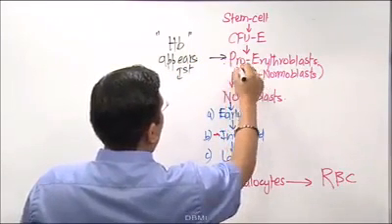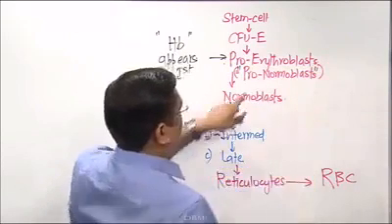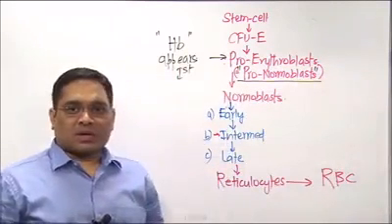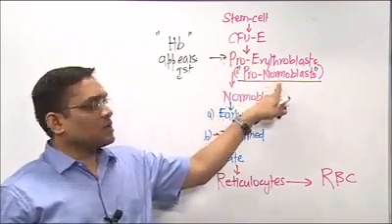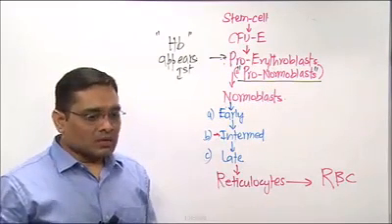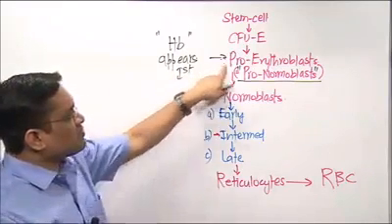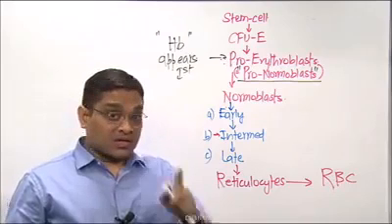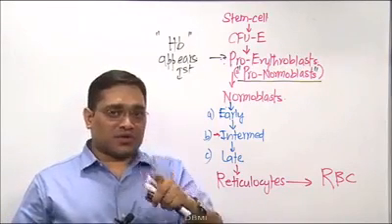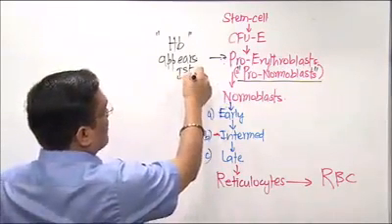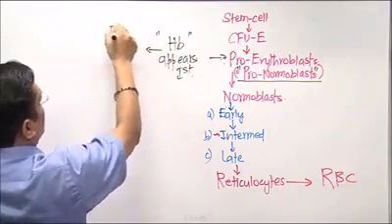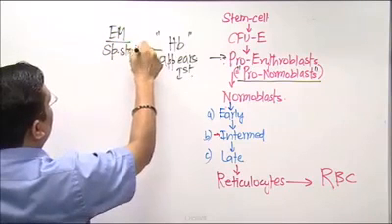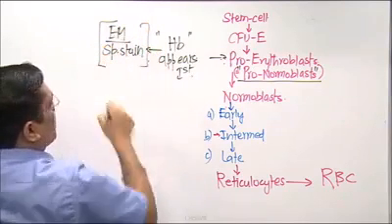And in All India 2013, this was the name they had mentioned: pronormoblasts. Instead of proerythroblast, they have written pronormoblast. So hemoglobin first appears during the proerythroblast or pronormoblast phase. But see what I said, it's a language based question. This hemoglobin which appeared first can be detected by electron microscopy or special staining.